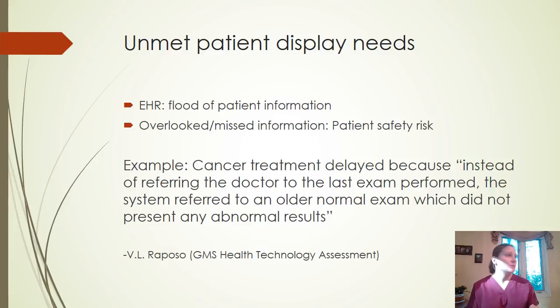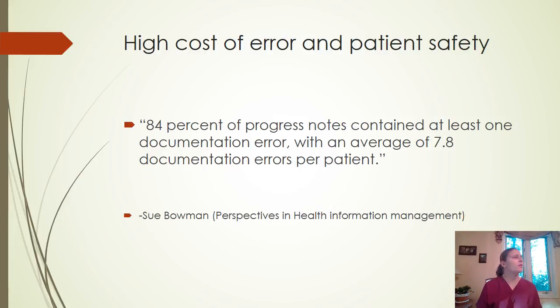So this person had a very high risk to patient safety, a very high risk of their life being shortened as well. The third and final ramification of the current electronic health records, or EHR, as we all know it to be, is that there's a high cost of error, and therefore there's a high cost to patient safety. As you can tell, patient safety is the theme. The problem is a high risk to patient safety.